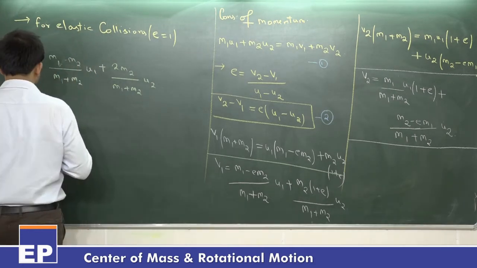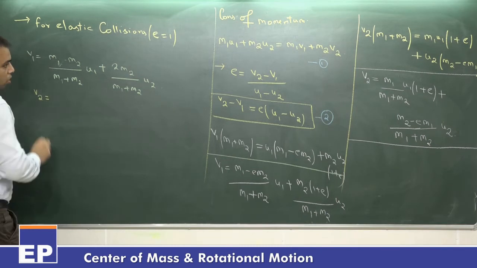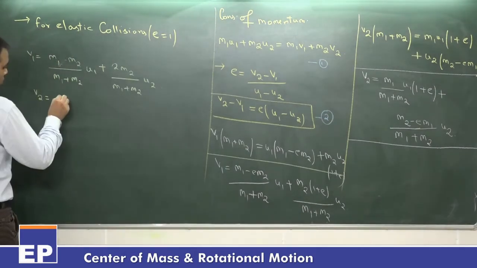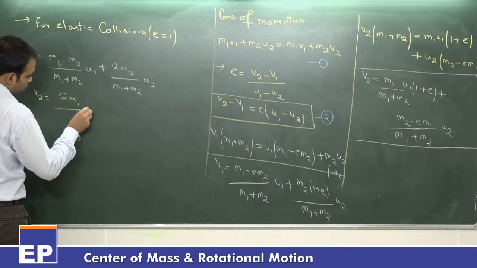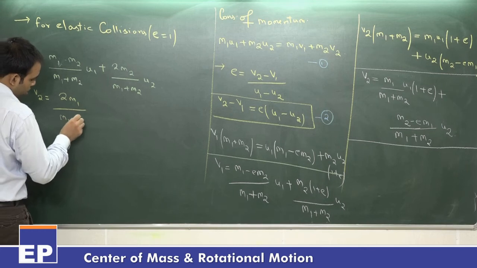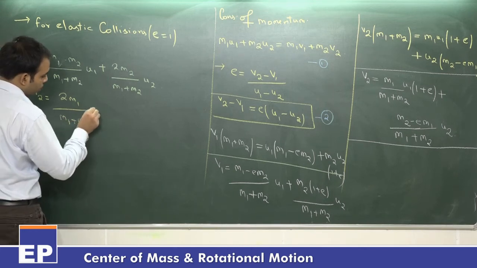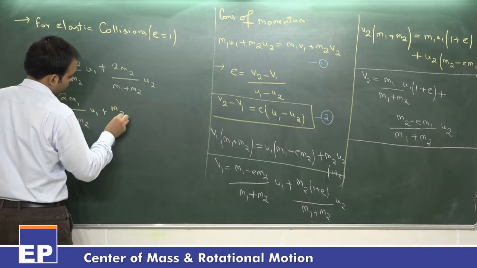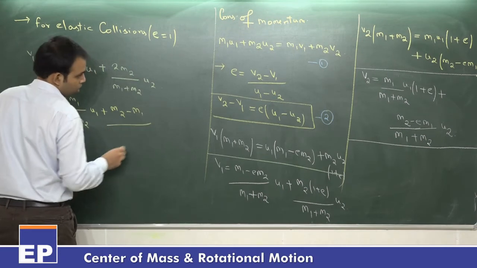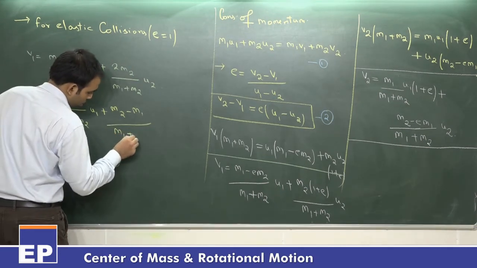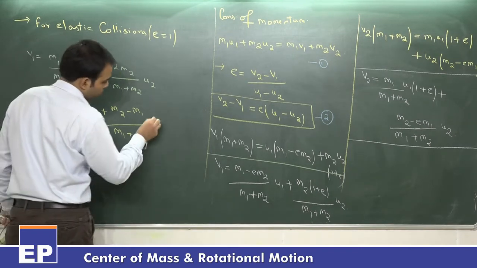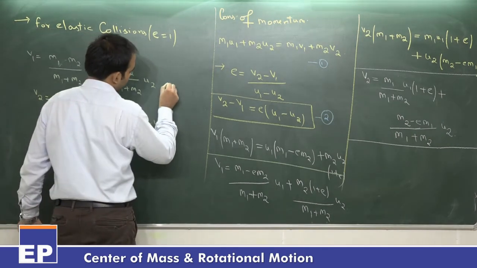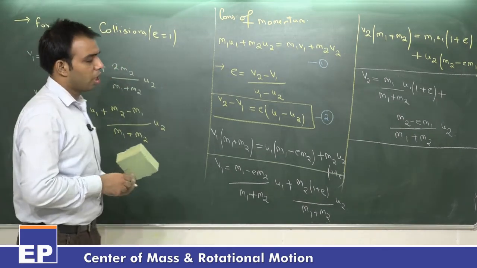And what is the value of v2? अगर वहां पे E की वैल्यू 1 डालेंगे तो it will become 2m1 by m1 plus m2 into u1. E की वैल्यू अगर वहां डाल देंगे 1 तो it will become m2 minus m1 by m1 plus m2 into u2. So these are the equations for the elastic collision, for head-on elastic collision.